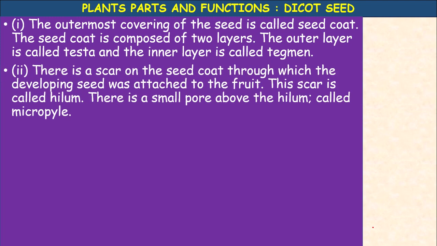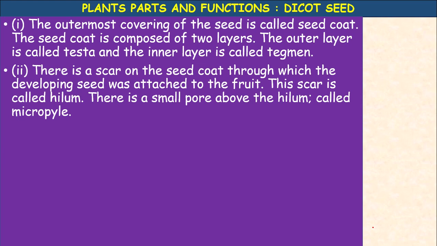There is a scar on the seed coat through which the developing seed was attached to the fruit. This scar is called hilum. Just like in the kidney, a hilum is there, no? In the seed also, hilum is present. The hilum is the scar with which the seed is attached to the fruit.